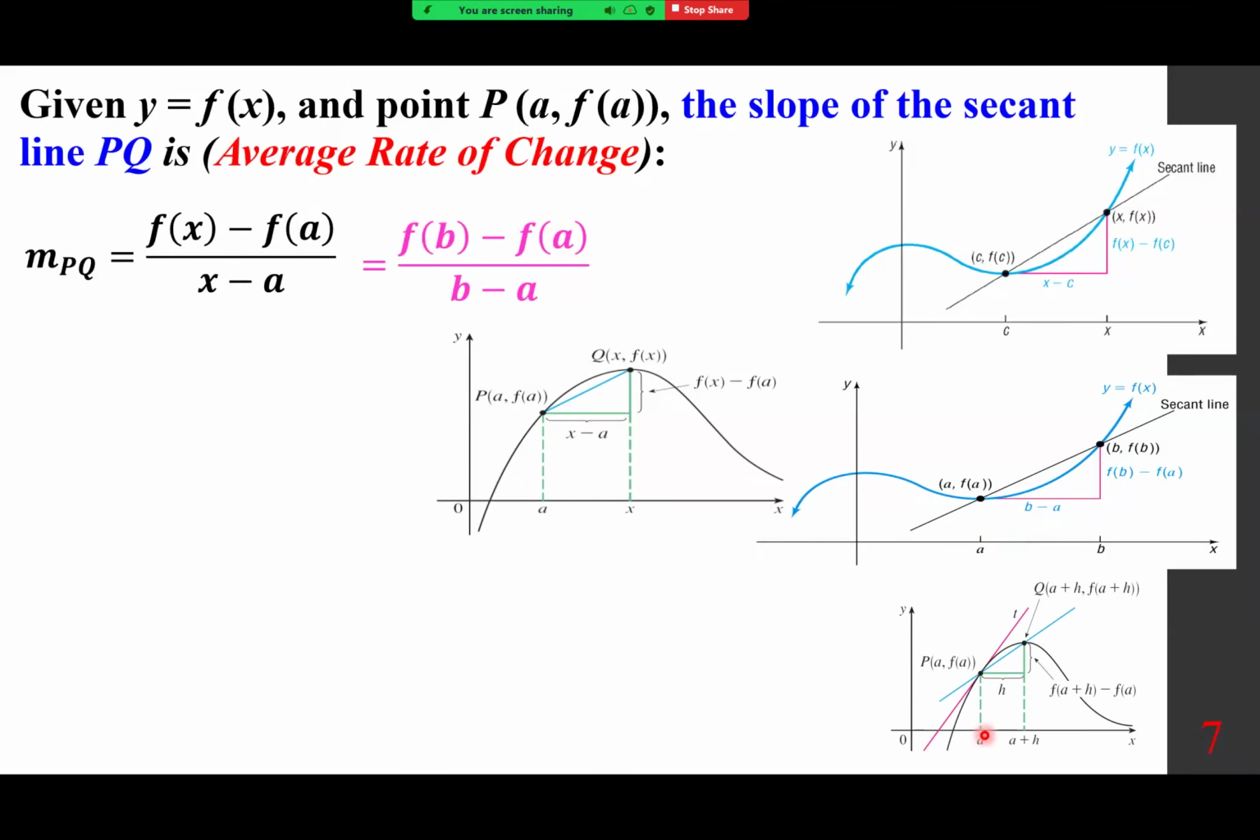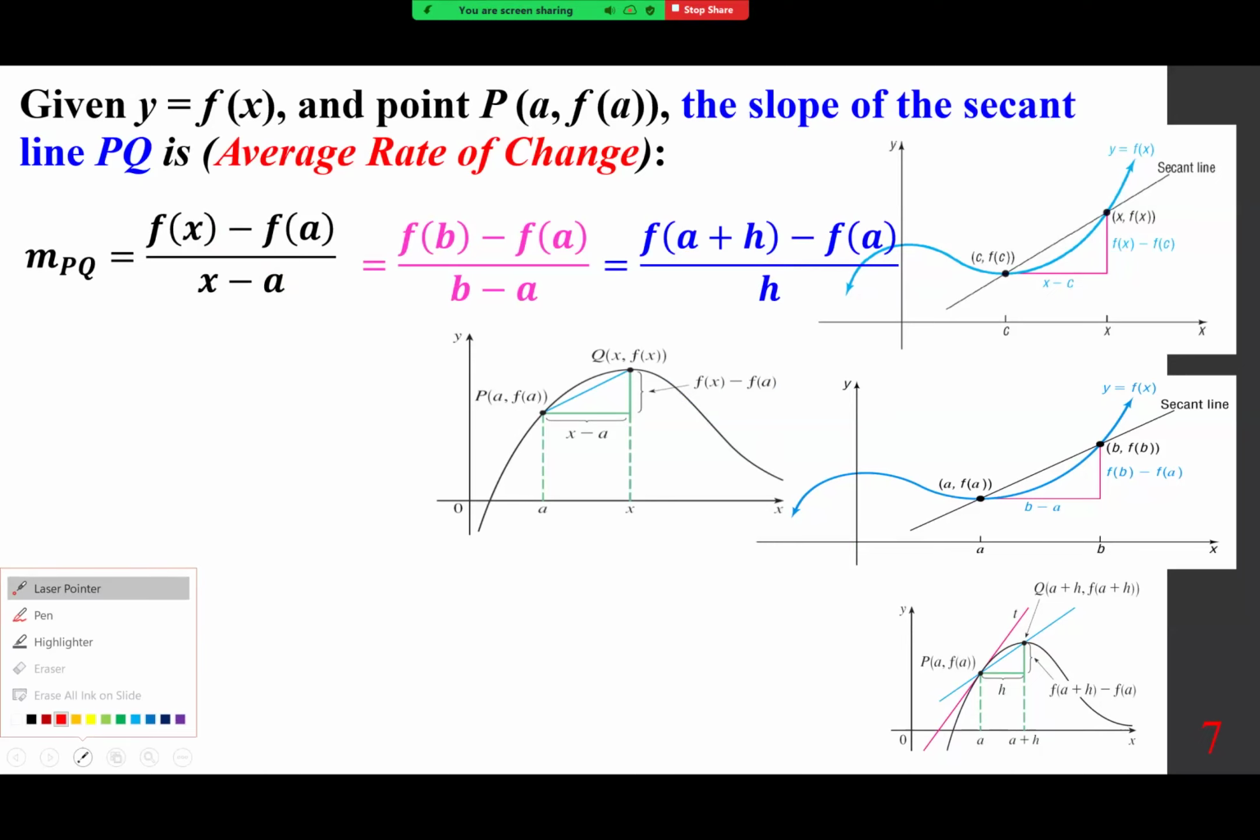So if we go with this format, where the first point we say a and f of a, then we have this distance, this run, as h. So this is a plus h. The rise is f of a plus h minus f of a. The run is just h. The point being, they all mean the same thing. Normally we use this one and call it the DQ, the difference quotient. But all of them are really DQ in essence.